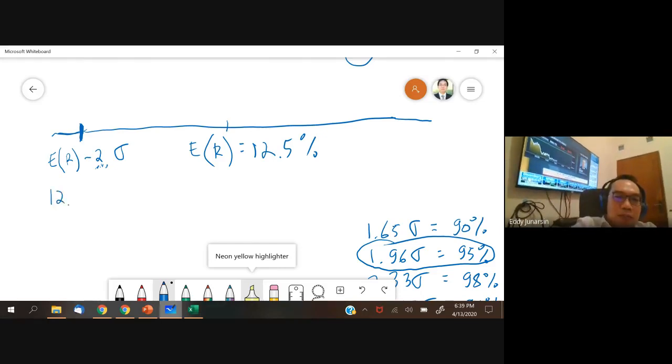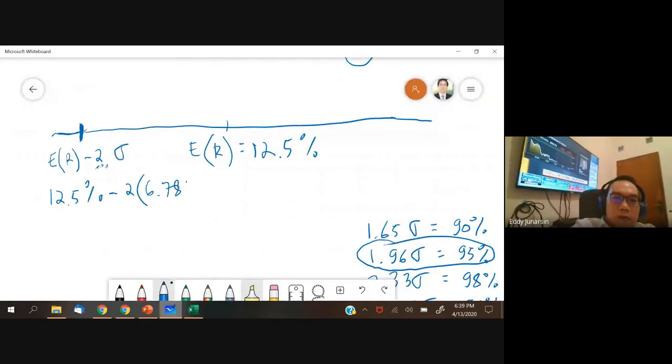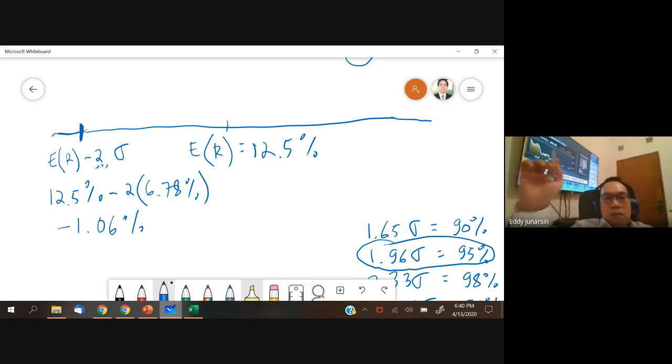So 12.5% minus the coefficient of 2 times our standard deviation, 6.78%. I will calculate quickly. 12.5% minus 2 times 6.78%. Okay, so we get minus 1.06%.